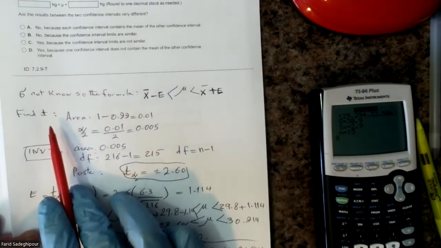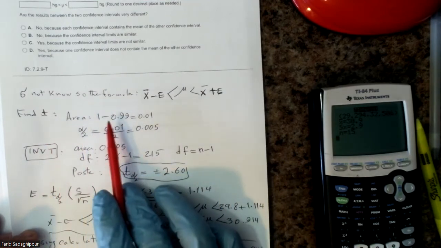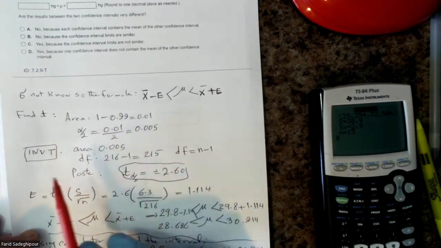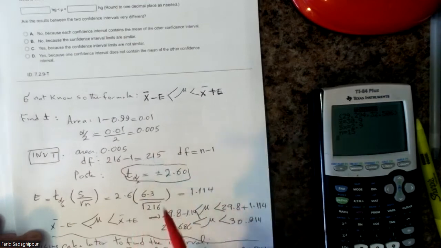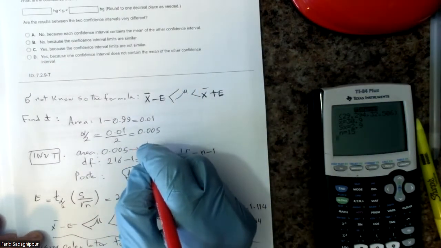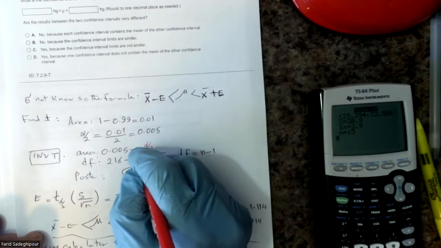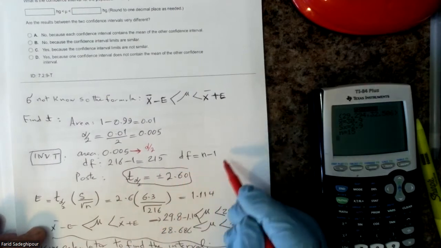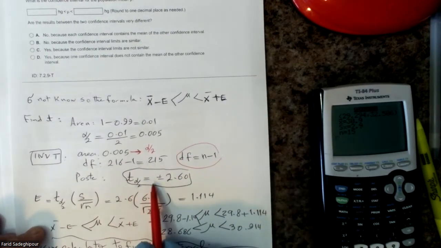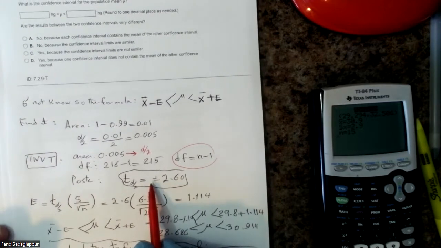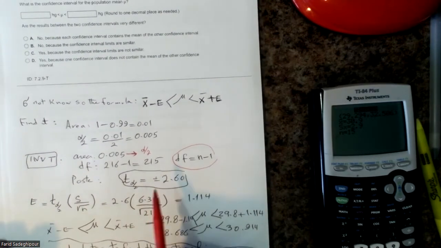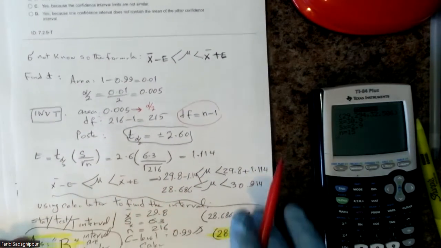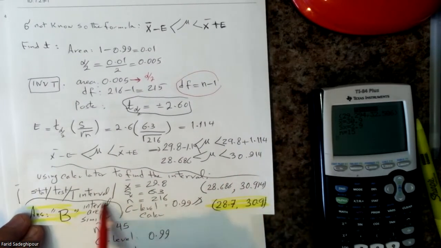Again, remember, to find the t, we need to subtract 99% confidence from 1 and divide it by 2. That is alpha half. When you want to use the calculator, you need to have alpha half. Do not put alpha. Alpha half is the area that you put on the calculator. df is n minus 1. So that gives you t of alpha half. And then you take the number and put it in the formula. And this is how to use the calculator to do all.